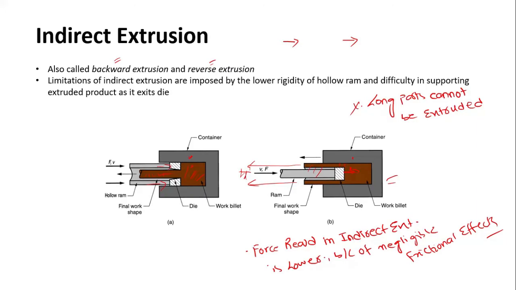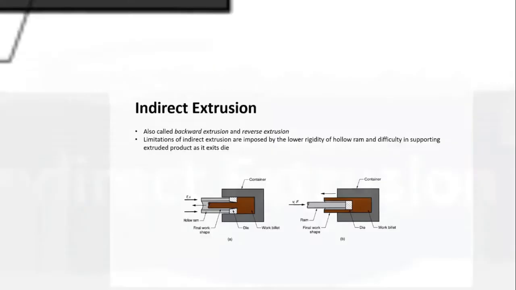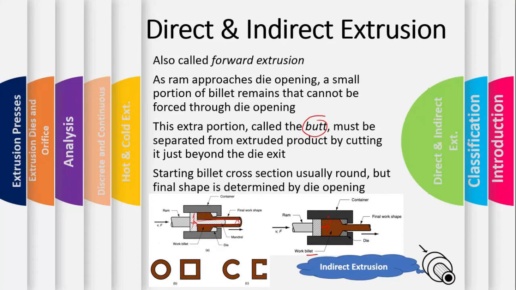So these are certain differences between the direct and the indirect extrusion. The first classification of the extrusion was based on the movement of the work material. When we apply the force in one direction and the material is squeezing out in the same direction, we say that it is a direct extrusion. Or we can say when we are applying the force from one end, material is squeezing out of the opposite end, that is a direct extrusion.